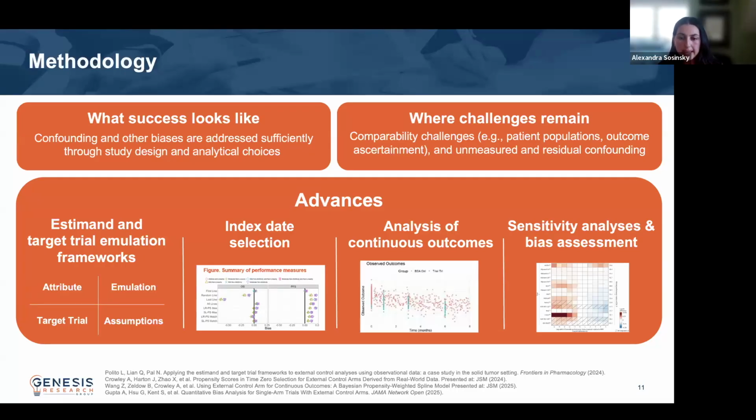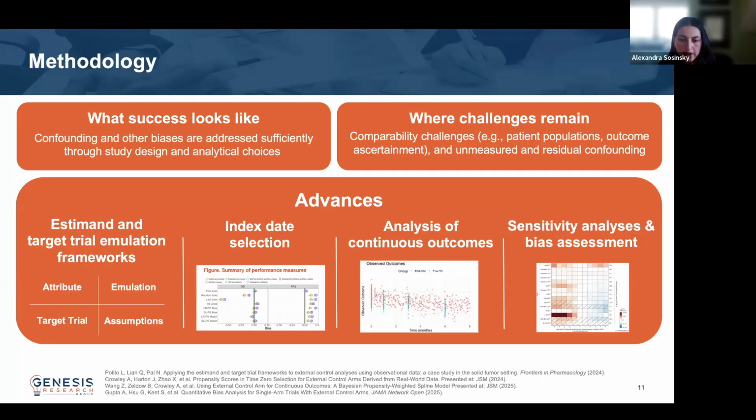We're also seeing progress in the analysis of continuous outcomes for ECAs derived from real-world data. Comparability challenges arise when outcome ascertainment occurs at regular and more frequent intervals in the trial versus according to routine clinical care in the ECA. Recent work from Dr. Joan Van Wang at Genesis, presented at this year's joint statistical meeting, proposes a novel framework integrating spline modeling, inverse probability of treatment weighting, and imputation using a Bayesian approach. Key strengths include bias reduction and accounting for uncertainty from both missing data and propensity score estimation.